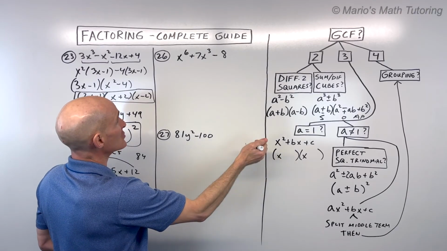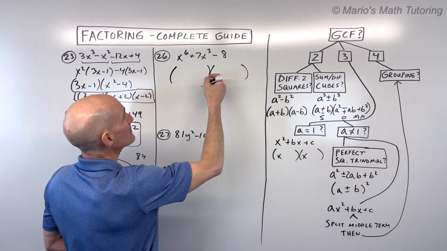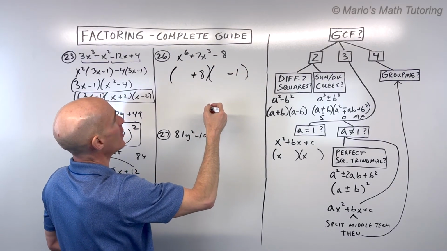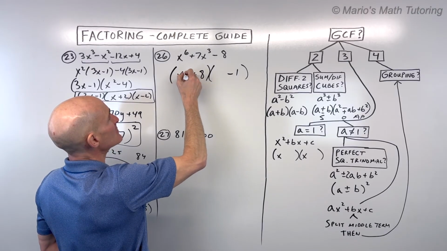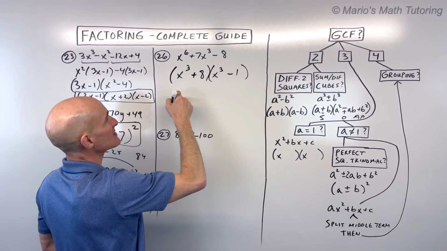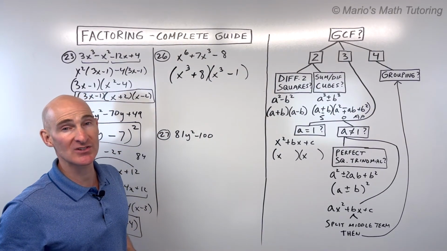And it's going to be factored just like this. So I'm going to say, what multiplies to negative 8 but adds to 7? That's going to be positive 8 and negative 1. And I'm going to make these both x cubed, because x cubed times x cubed is x to the 6th. And this gives us 8x cubed, negative 1x cubed, which is the middle term, 7x cubed.